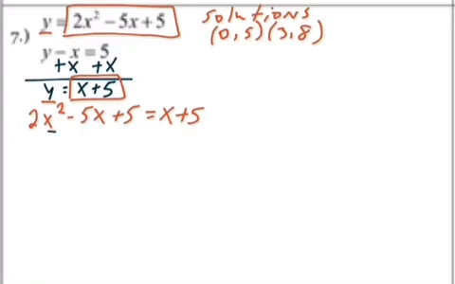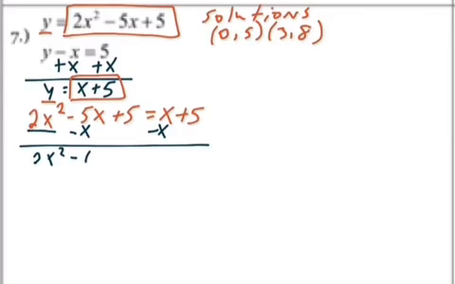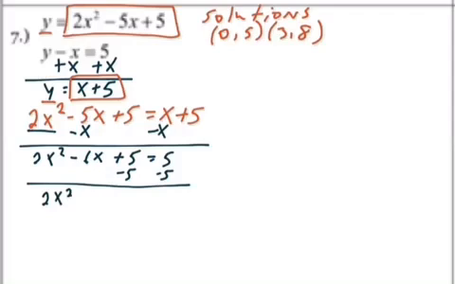Since this is a quadratic, meaning there's an x squared, the next thing you want to do is to set your equation equal to 0. To do that, subtract x from both sides, giving you 2x squared minus 6x plus 5 equals 5. Subtract 5 from both sides to get 2x squared minus 6x, and 5 minus 5 would be 0, so you just get 2x squared minus 6x equals 0.